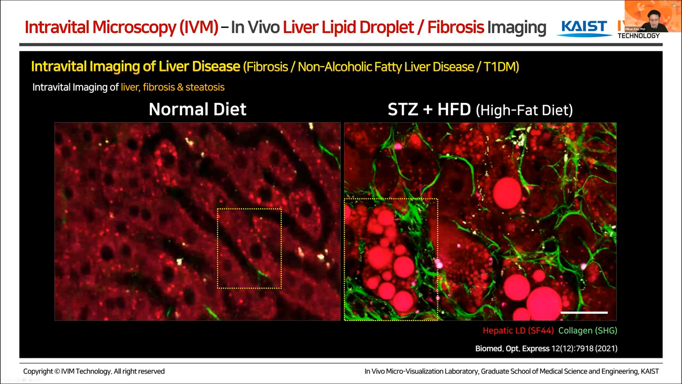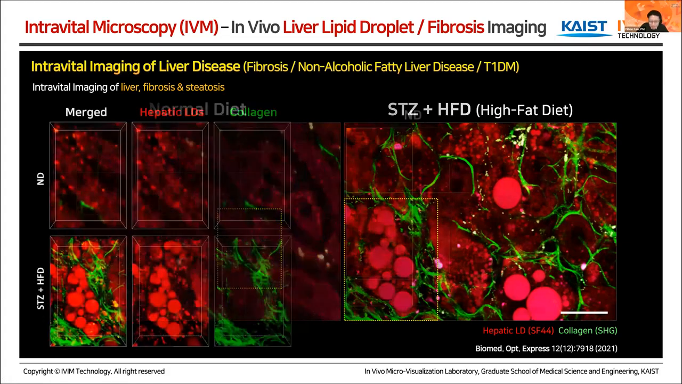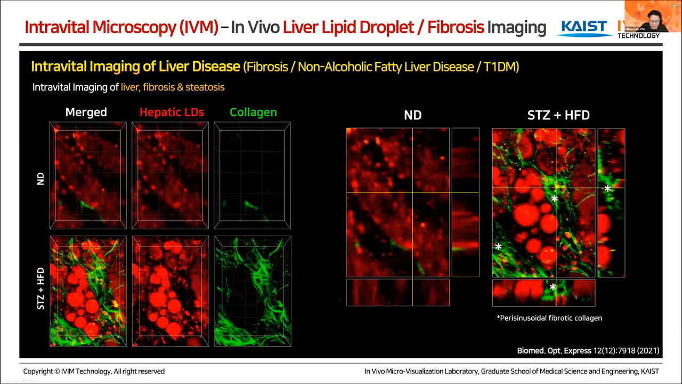So this is the comparison: the normal, healthy mouse, and also the liver fibrosis and fatty liver induced mouse model. The red color is the lipid droplet, and the green color is the collagen increased in the liver. And obviously, we can make it 3D.